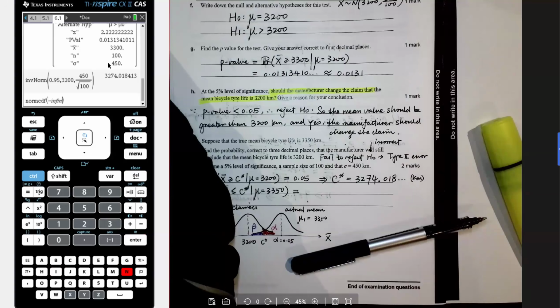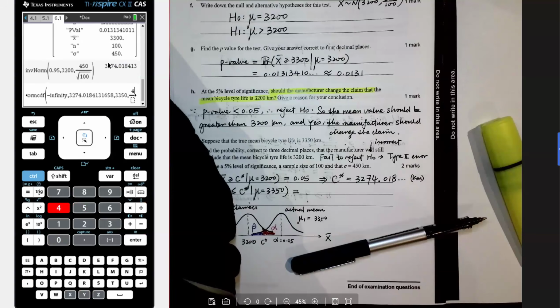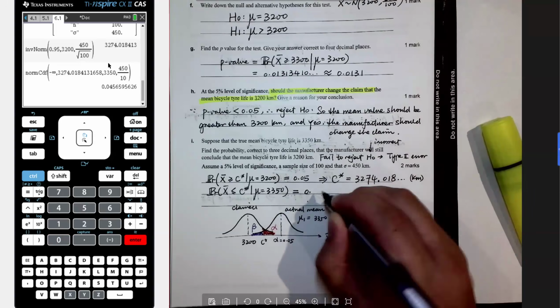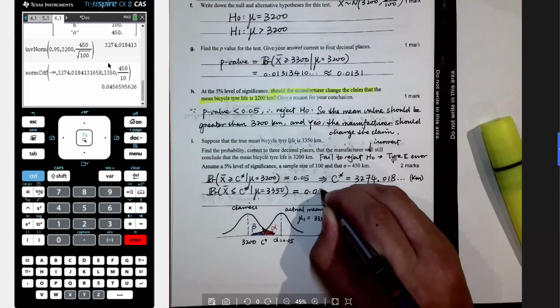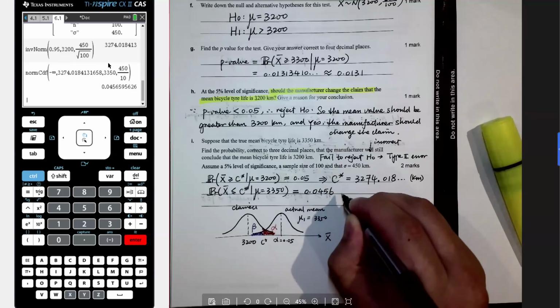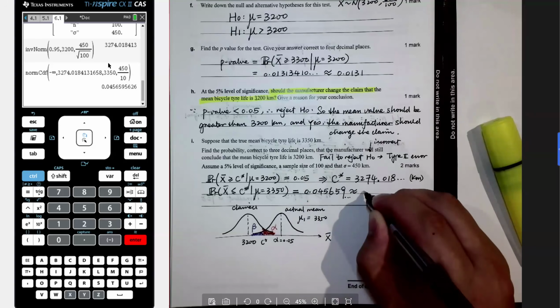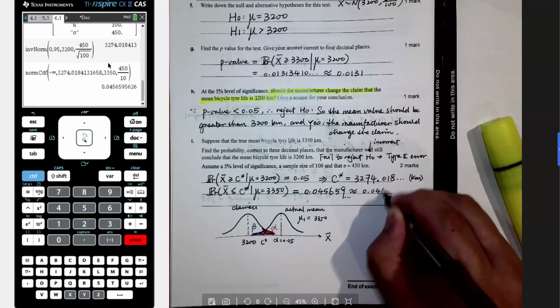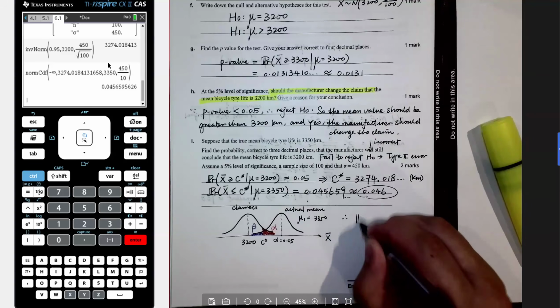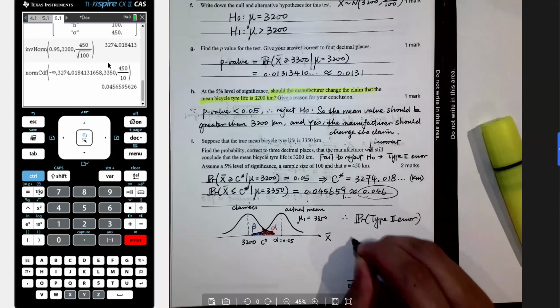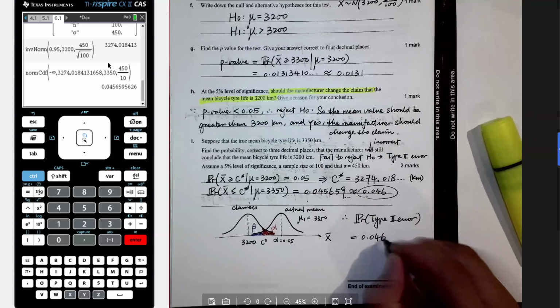And then we just put this back in norm CDF, minus infinity to this value, 3350. That's the actual mean, and 450 divided by 10, or square root of 100. So the answer is a very small value, 0.04565. Correct to 3 decimal places, 0.046. Therefore, the probability of committing a type 2 error is 0.046.